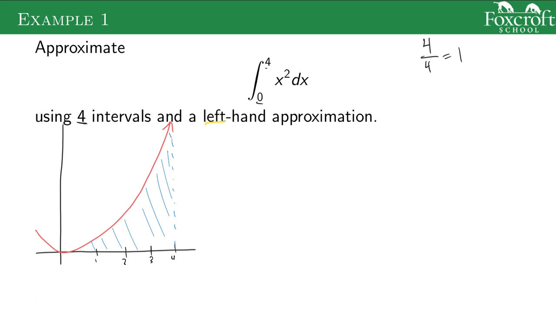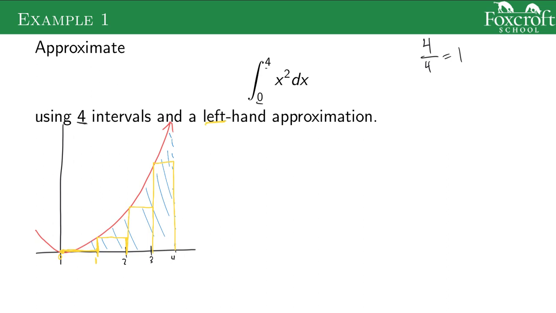So for each little interval, I start at 0, I go right to 1, so 0 to 1 is my first interval. I use the left-hand side to figure out that height. My next interval is from 1 to 2. I use the left-hand side of that interval to figure out the height. 2 to 3, left-hand side, and 3 to 4. So this is going to be my left-hand approximation for x squared.